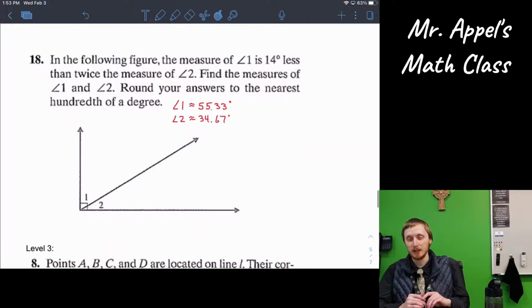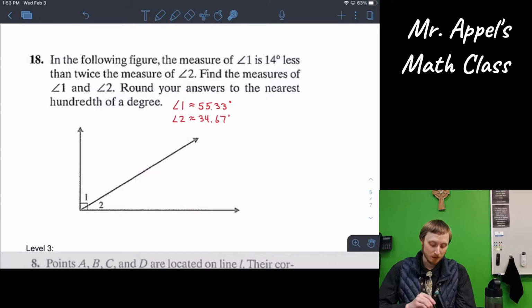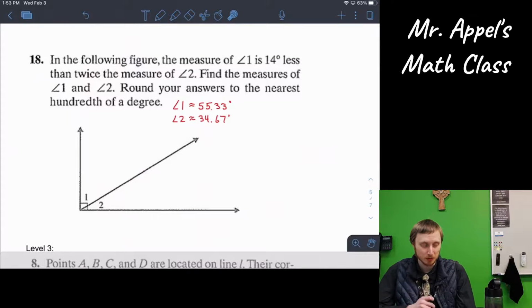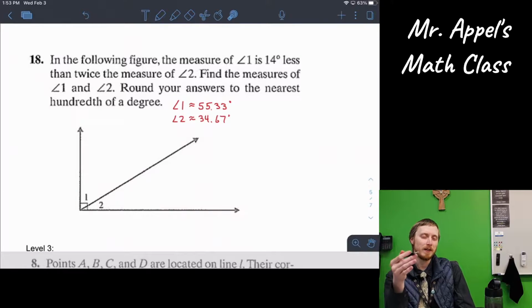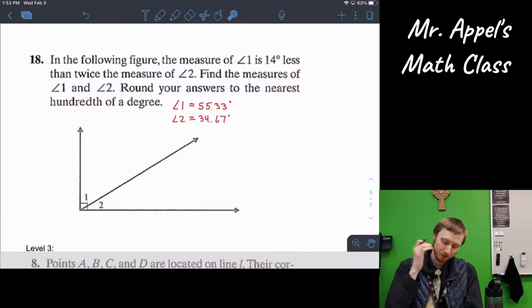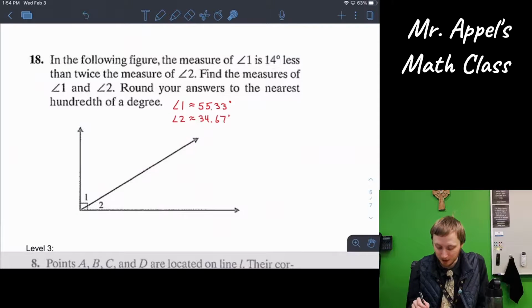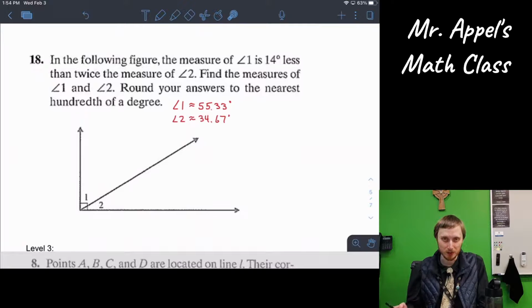All right, 18. 18 is a little interesting. You've got to bring in some algebra skills here. We can see from the diagram that 1 and 2 are complementary. We're also told the measure of angle 1 is 14 less than twice the measure of angle 2. What the heck does that mean? If it sounds like they're reading off an equation, there's a good clue that you should use a variable and write an equation. In fact, here you're going to write 2 equations, solve the system of equations to find angles 1 and 2. They are 55.33 and 34.67 degrees, respectively.